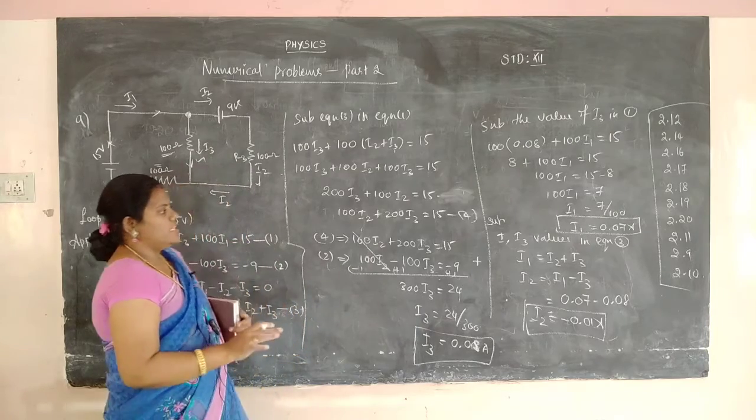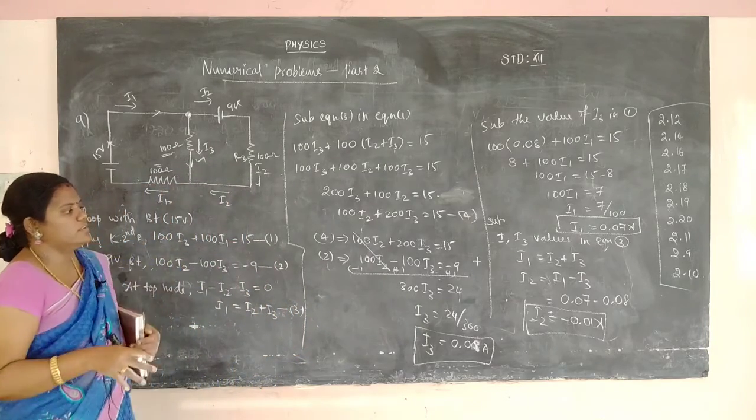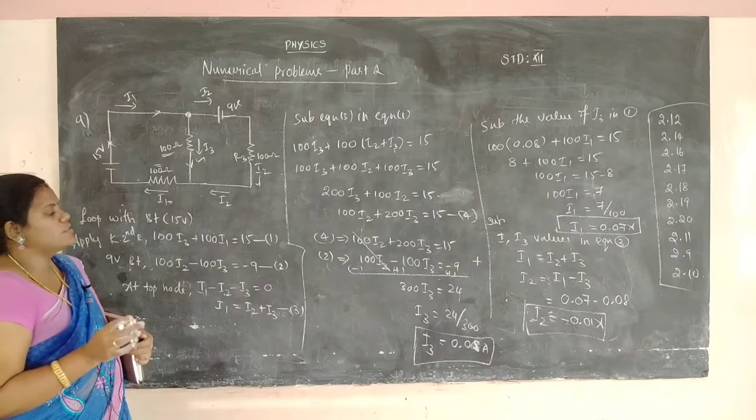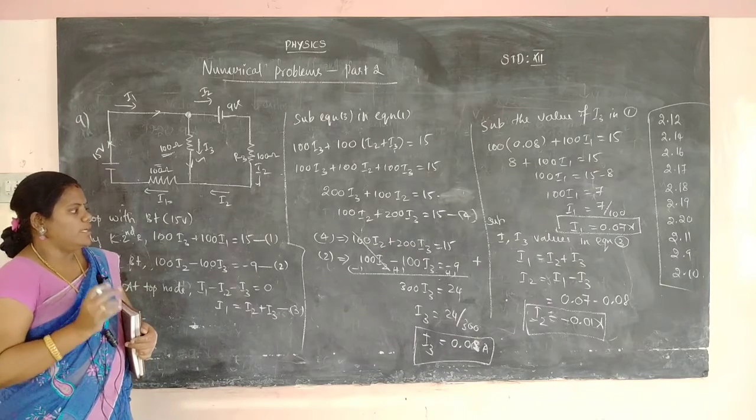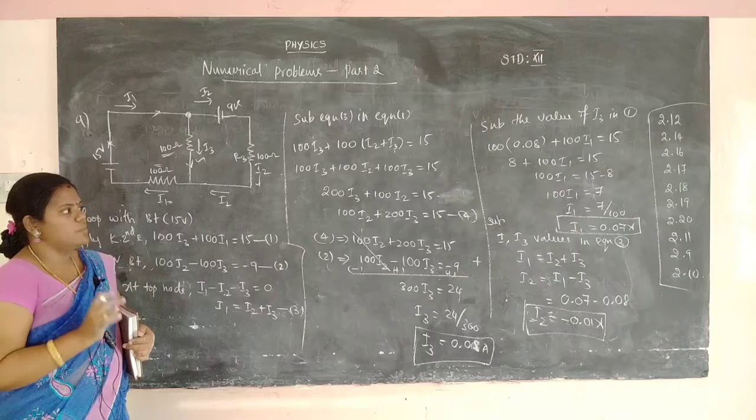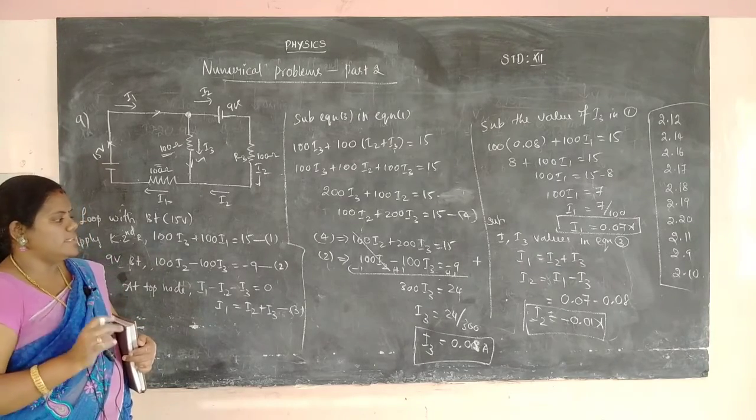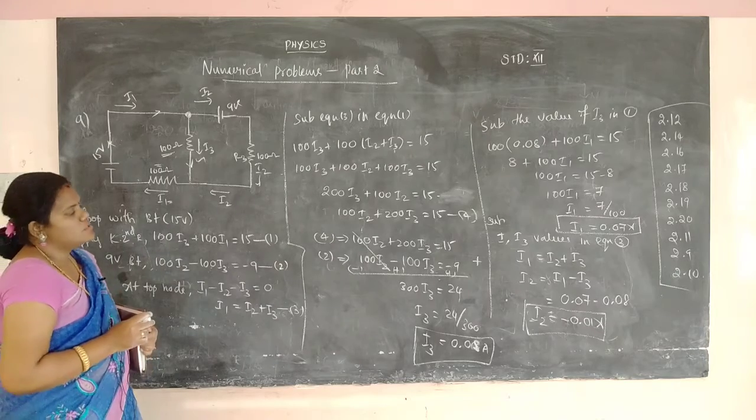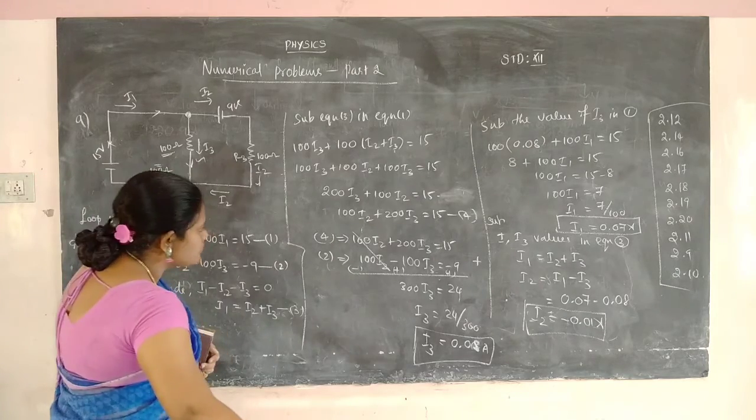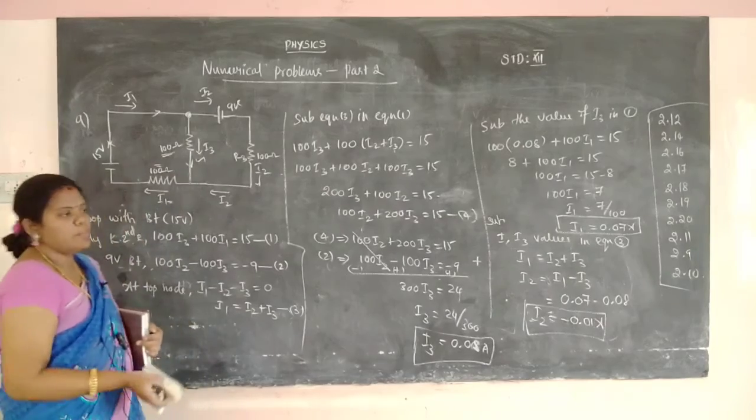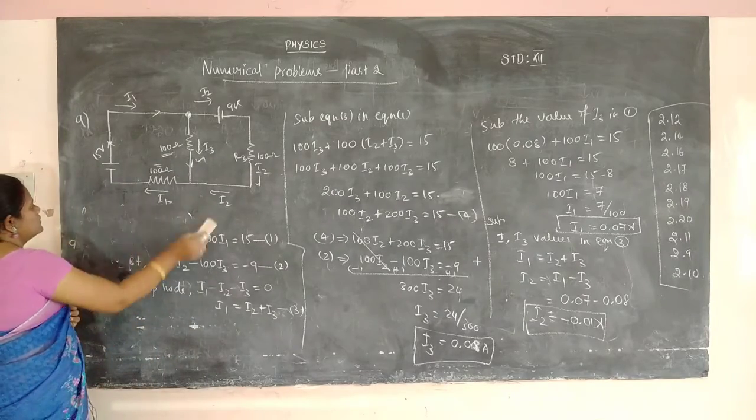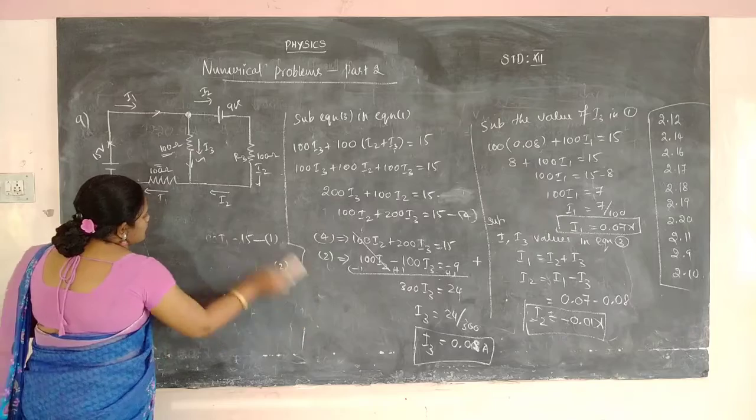So now we have found the values of I1, I2, I3. This is the answer. I1 is 0.07, I2 is minus 0.01 and I3 is 0.08. Okay. So this is the way you have to solve example problems. Then go for the next problem.